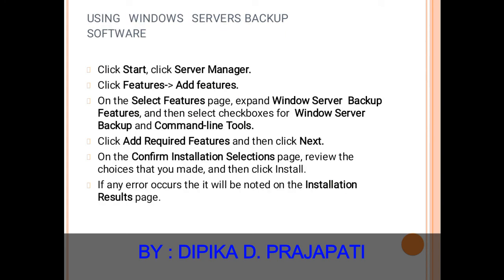To use Windows Server Backup software, first click Start, then click Server Manager, then click Features, Add Features. On the Select Features page, expand Windows Server Backup Features and select the checkbox for Windows Server Backup and Command-line Tools. Then click Add Required Features and then click Next. On the Confirm Installation Selections page, review the choices that you made and then click Install. If any error occurs, it will be noted on the Installation Results page.